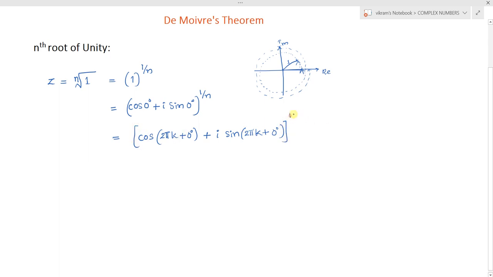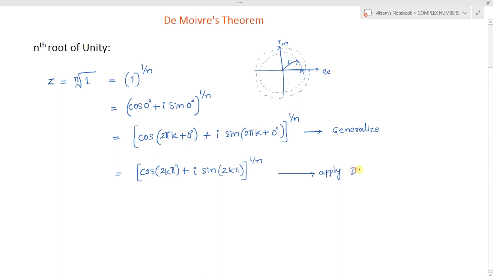To find the nth root of unity, we have to represent 1 in polar form. Next we need to generalize the given unity, since for every 360 degrees we obtain the same value. Now we apply De Moivre's theorem. This can be written as (cos 2k pi plus iota times sin 2k pi) power 1 by n. Now apply De Moivre's theorem.